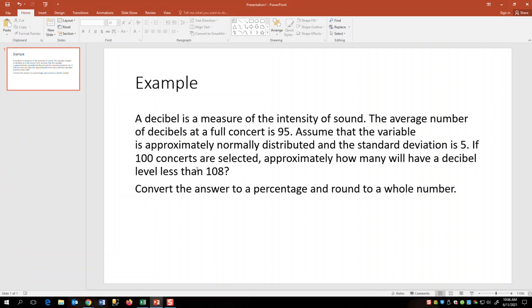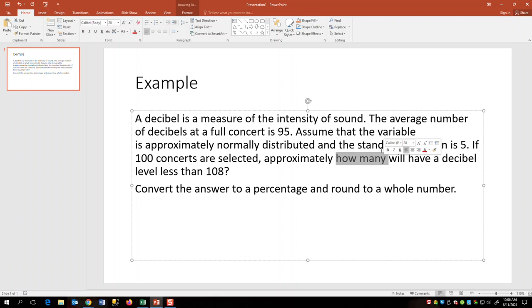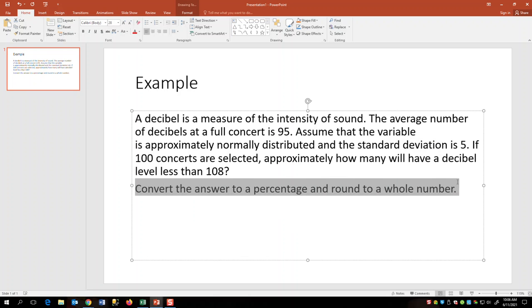Okay, now let me talk about this problem. Bad problem. If 100 concerts are selected, approximately how many will have a decibel level less than 108? It's asking us how many. It's not asking us for probability, proportion, percentage, so forth. But the instructions down here imply that. So ignore this part right here. That doesn't make any sense.